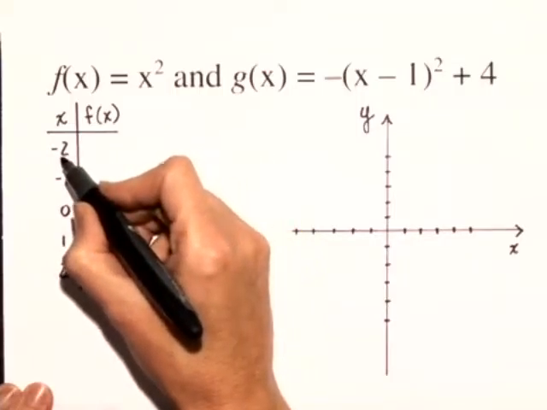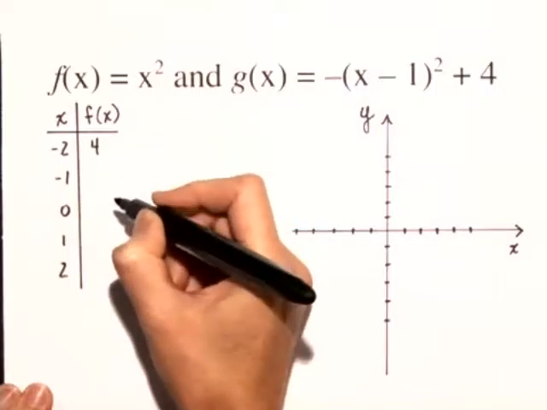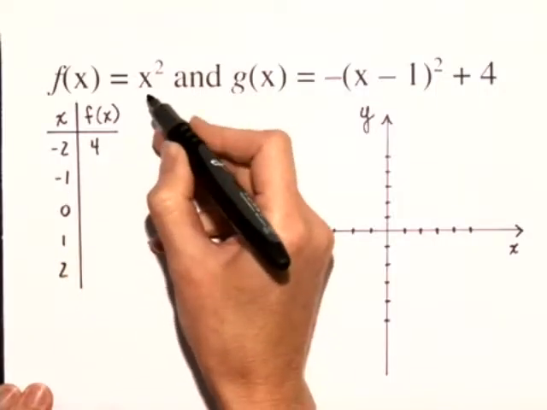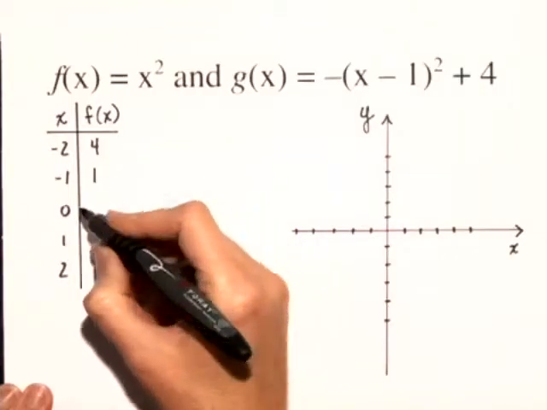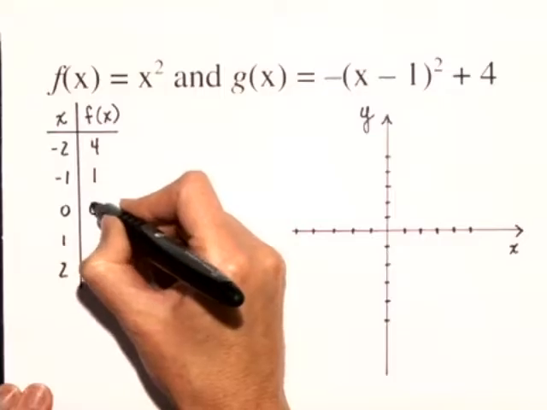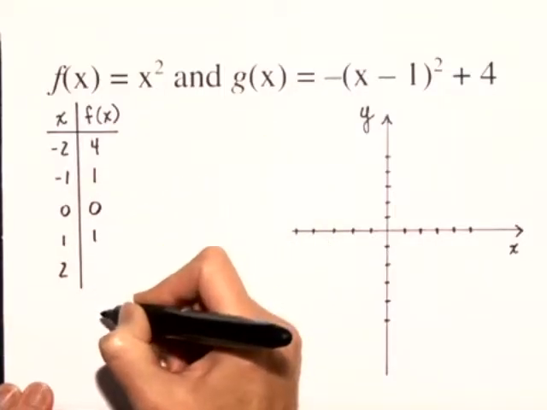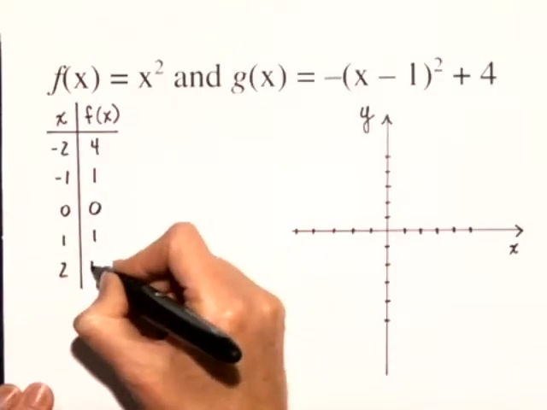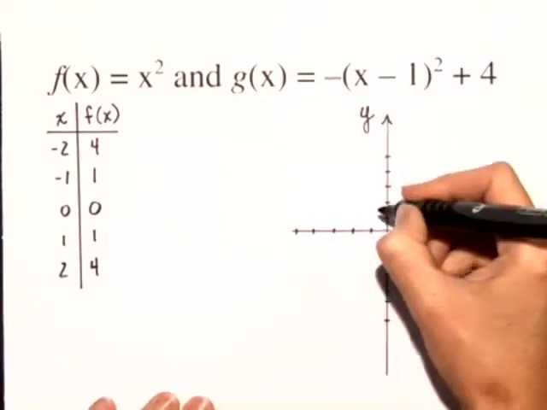So first, we have f of x is equal to x squared, and this is our base parabola function. When we substitute -2 in for x, we get 4 for our f of x. When we substitute in -1, quantity squared gives us 1. When we substitute in 0, 0 squared gives us 0. When x equals 1, 1 squared gives us 1. And when x equals 2, 2 squared gives us 4. So let's go ahead and plot those points.